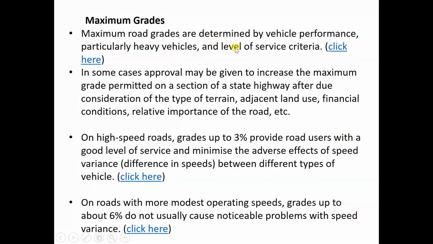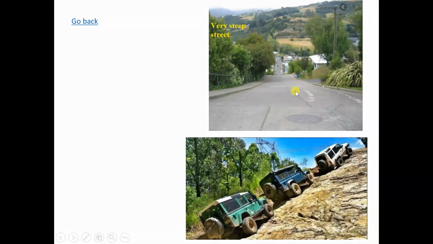Maximum road grades are determined by vehicle performance, particularly heavy vehicles, and level of service criteria. Okay, so this is a very steep road.